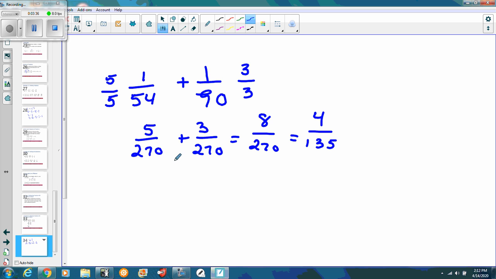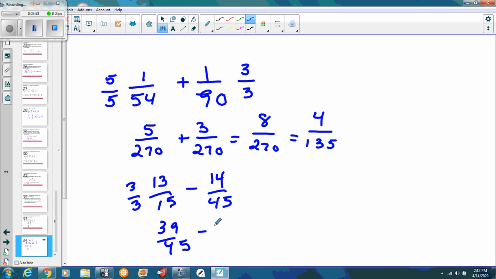Okay, so let me just try another one. Let's say it was 13 over 15, and I'm going to subtract 14 over 45. The reason I wanted to show you this one is you don't necessarily have to change both fractions. All I have to do is multiply this one by 3 over 3, and I get 39 over 45. But I don't have to change the second one because it already has the 45. So now I'm just going to subtract. I'm going to get 25 over 45, and that's going to give me 5 over 9.